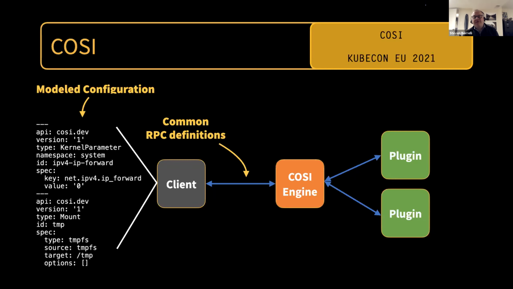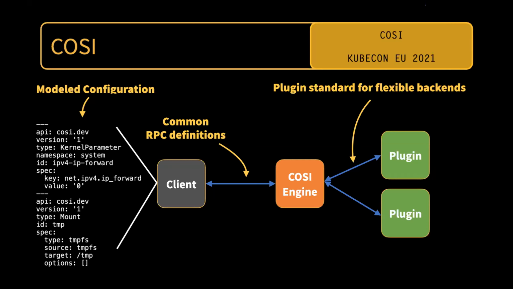The next thing is we define common RPC definitions. If you remember when I made that comment about AX, this is kind of something similar. We want to say, I want to get the settings for this. I want to set them. I want to delete the settings for this. We want to have a common set of definitions here so that you don't have custom commands. The third thing is we want to have a plugin standard. RPC, so yes, remote procedure call.